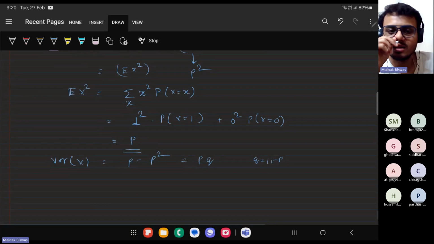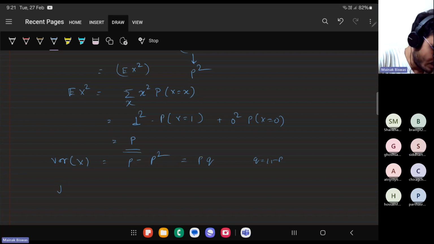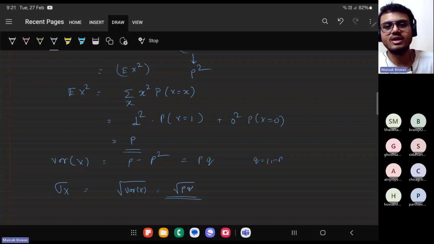But do you see that variance is defined in terms of the square of the random variable? So if the random variable was measuring height, your variance would be measuring height in centimeter square. The units need not be maintained. So generally we report standard deviation, which is the root of the variance. This is for a Bernoulli random variable.